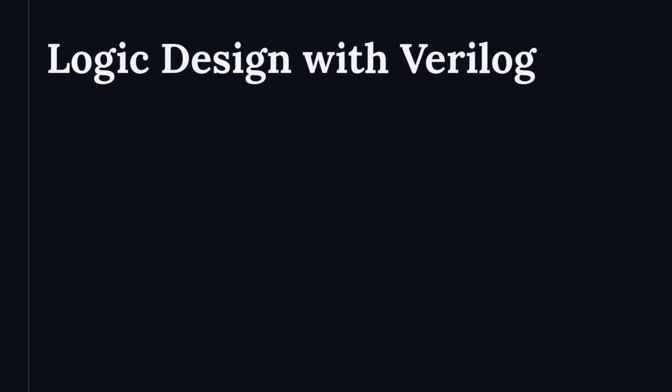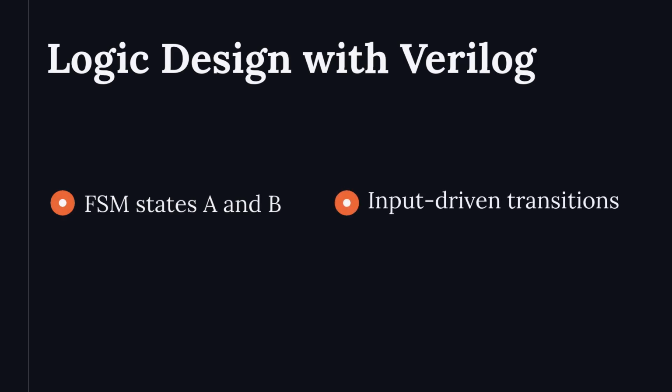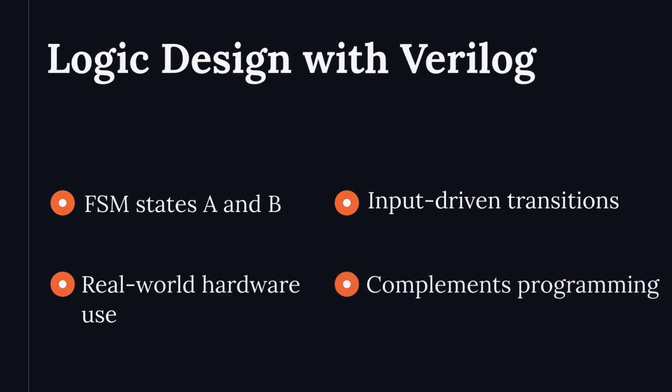Logic design uses hardware tools like Verilog for FSM implementation. A simple FSM example includes states A and B, and transitions occur through input events. This approach suits real-world hardware applications. It complements programming methods for comprehensive FSM design.